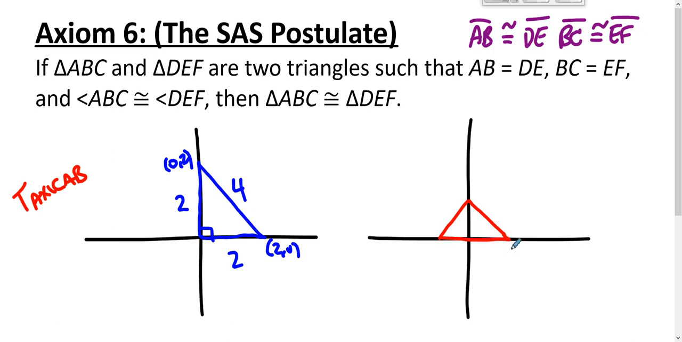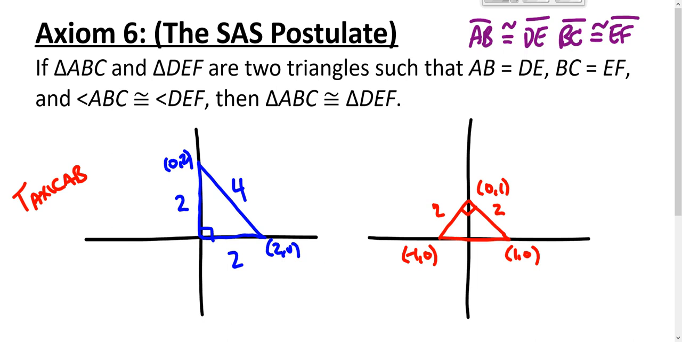In the taxicab metric, this is the point (1, 0). This is the point (-1, 0). This is the point (0, 1). So how long is this segment? Well, it's 1 and 1 is 2. And how long is this segment? 1 and 1 is 2. And that's a right angle in between them.